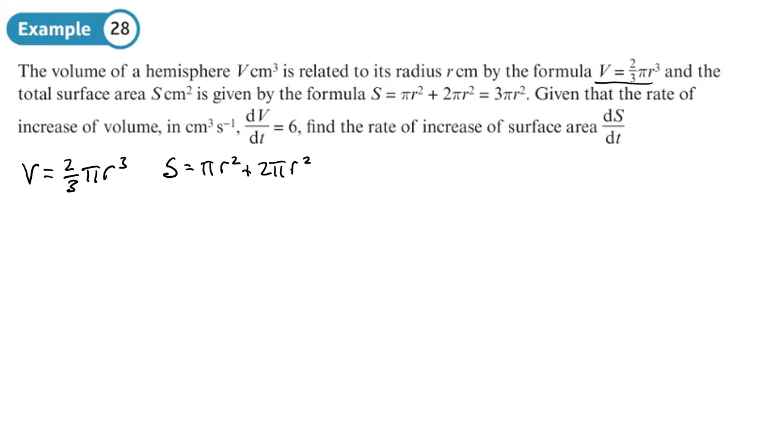Oh well, that's just 3 pi r squared. So let's just write that down. There's no point writing that out separately. 3 pi r squared. And we've been given that dV/dt is 6.